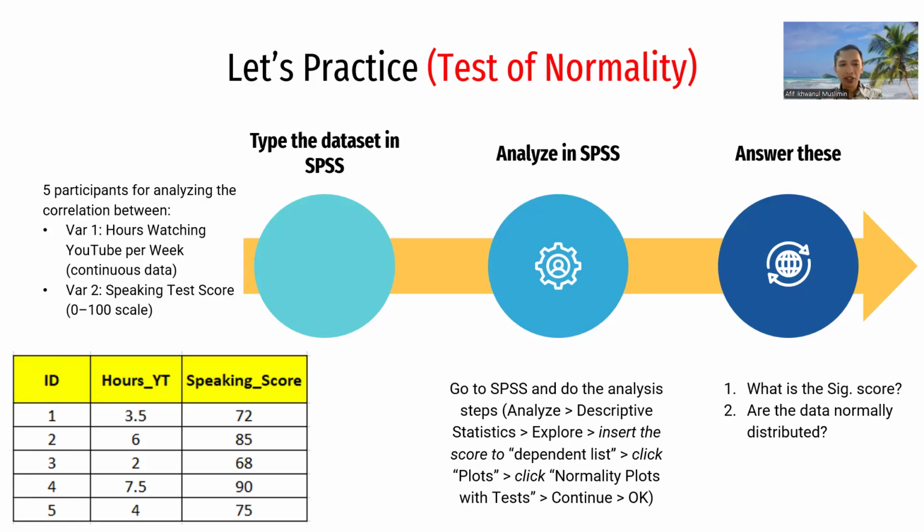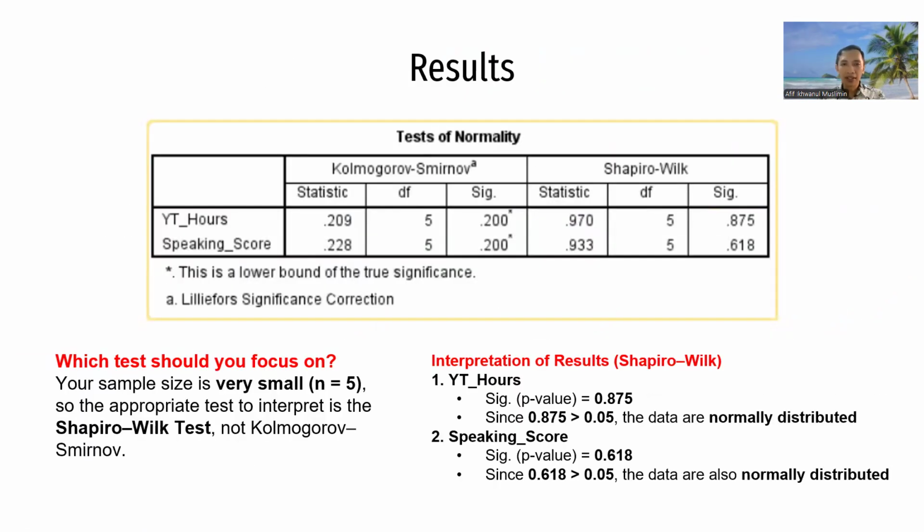If you have finished inserting this data into your SPSS, how can we do the normality test? You can follow these steps. First, go to SPSS, do the analysis by clicking Analyze, then go to Descriptive Statistics and click Explore, insert the score into the dependent list, and then click Plots, click Normality Plots with Tests, click Continue, and OK. If you successfully do the steps, then you can find the results like this.